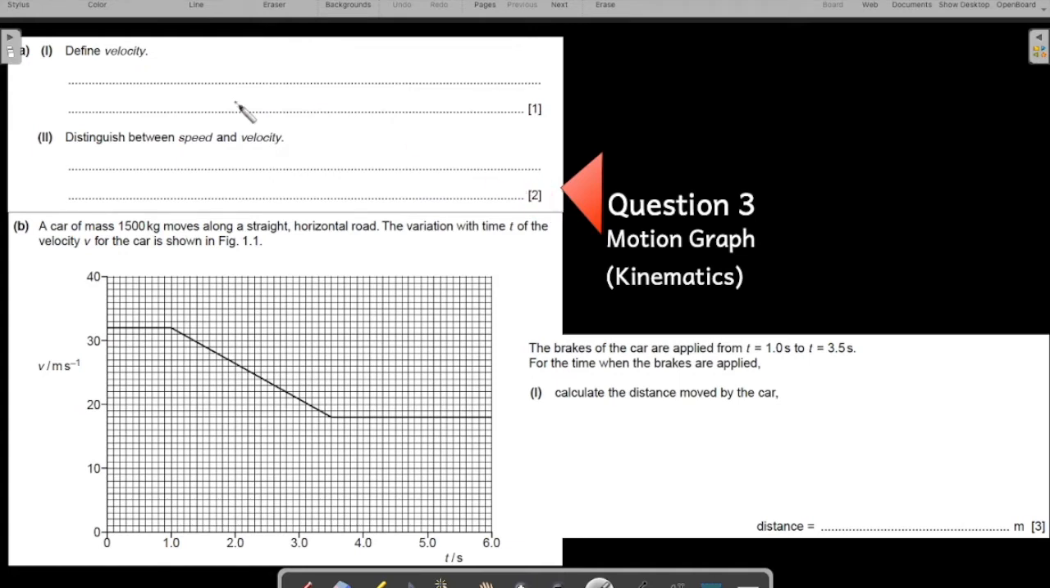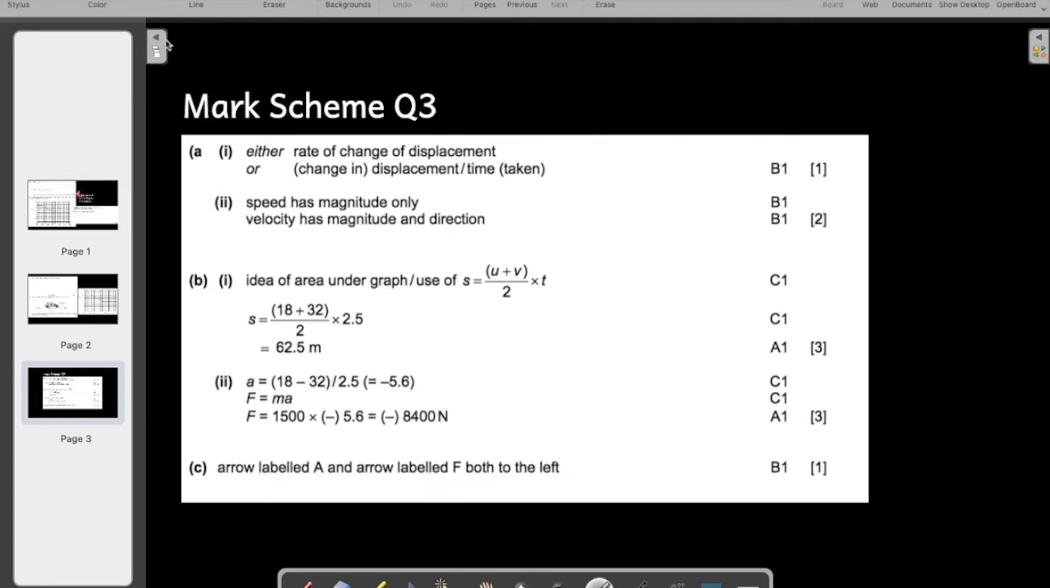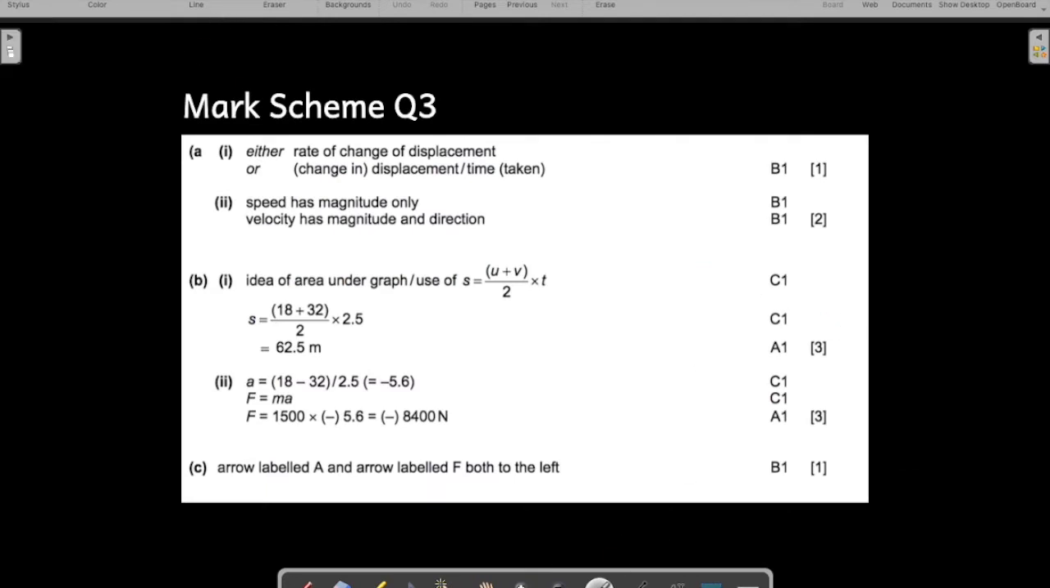So simple and easy. You know the formula for velocity. It is displacement per unit time. If you can write it over here, that's perfectly correct. Distinguish between speed and velocity. Here as well, if you can distinguish in terms of there being scalar and vector, that's perfectly fine. So let us see what the mark scheme says.